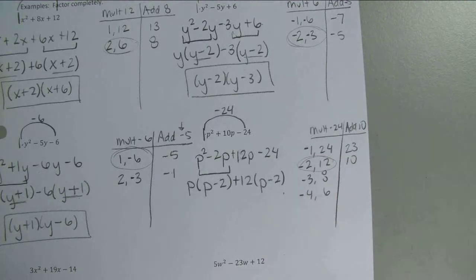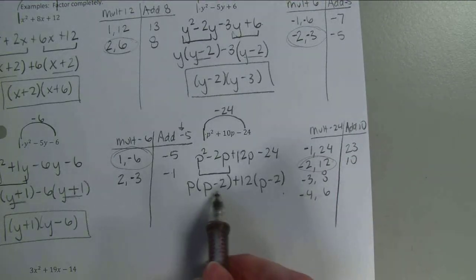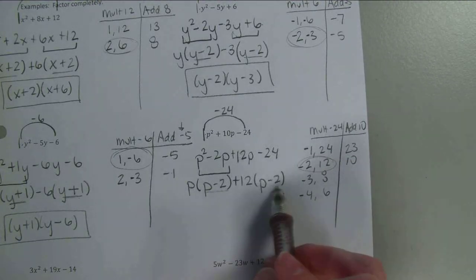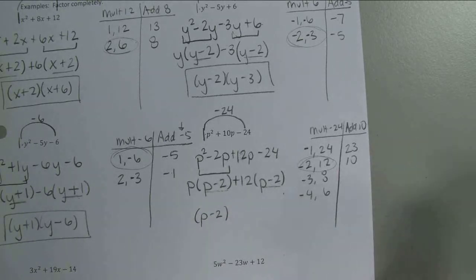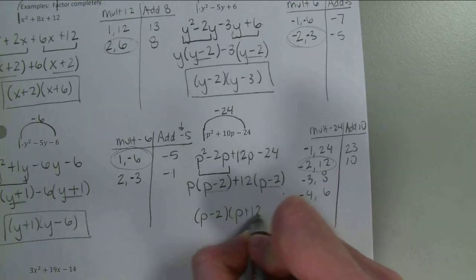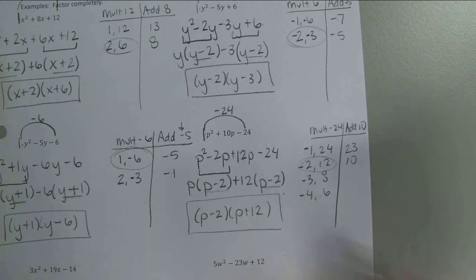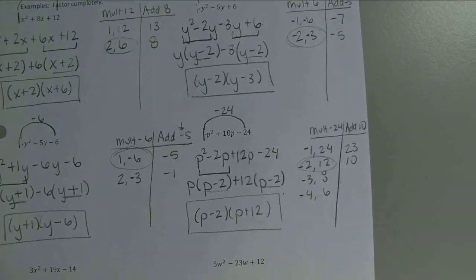And again, celebrate the small things. This ugly term has a p minus 2 in it. This ugly term has a p minus 2 in it. So let's pull it out all the way to the front. And what are we left with? p plus 12. Is that okay? So those are the steps when your A is 1.